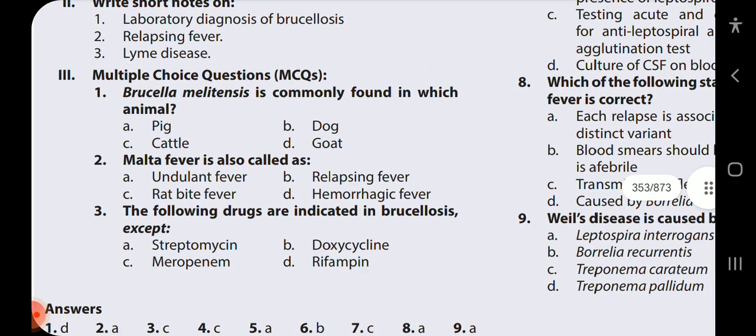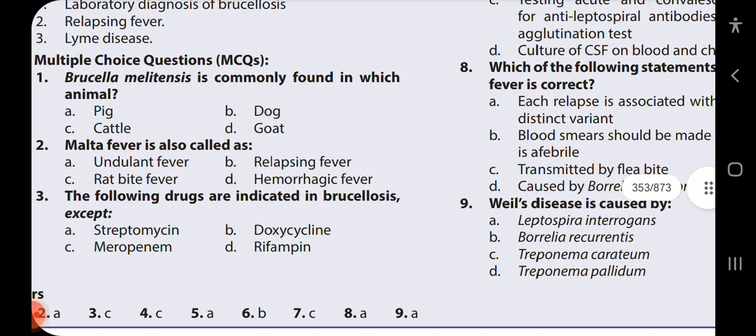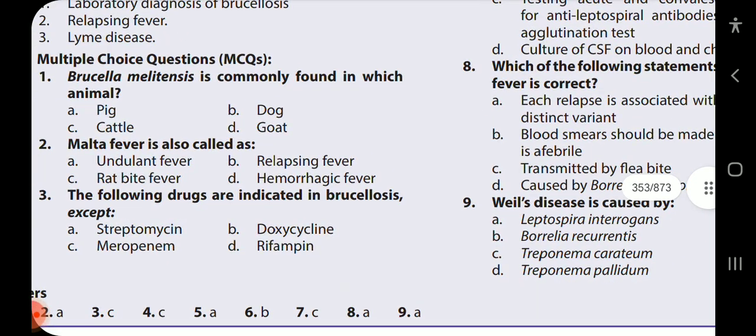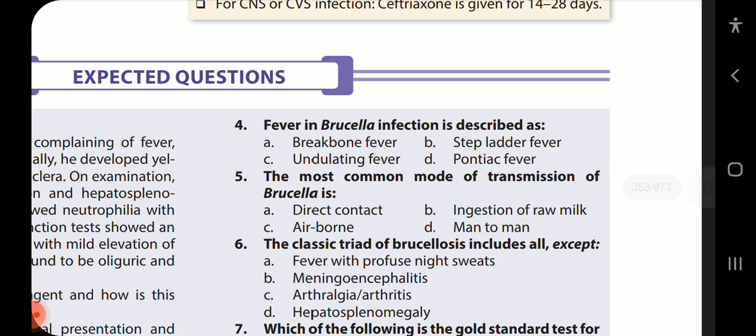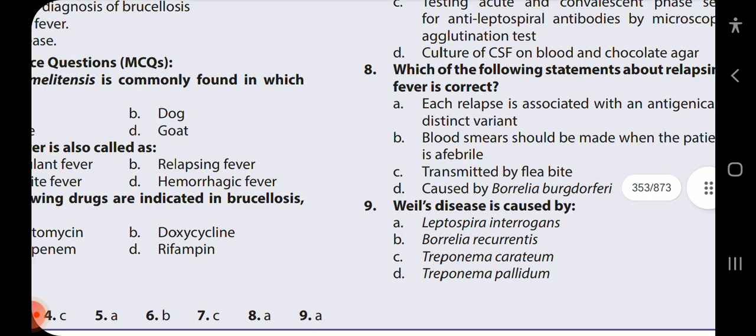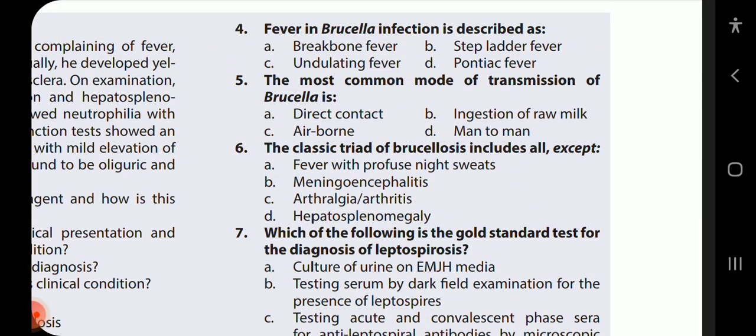Malta fever is also called as what? It's called undulant fever. The following drugs are indicated in brucellosis except: streptomycin is given, doxycycline is given, meperidine is not given, and rifampin is also given. Fever in brucella infection is described as what? It is described as relapsing fever type, right? Undulating fever.